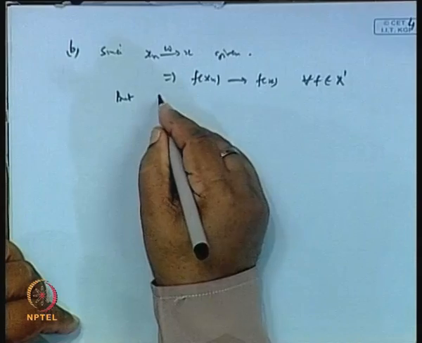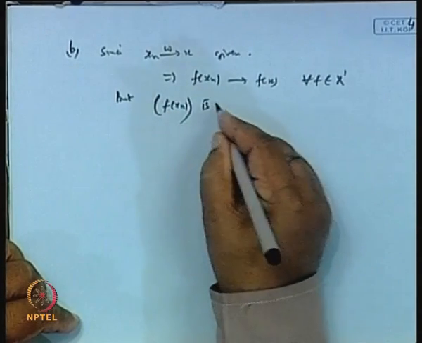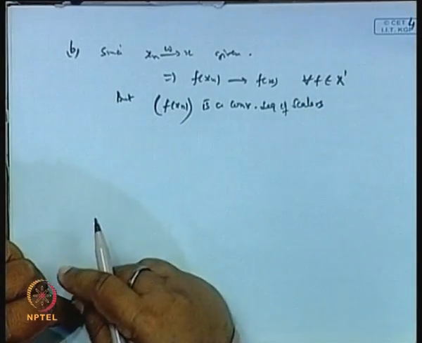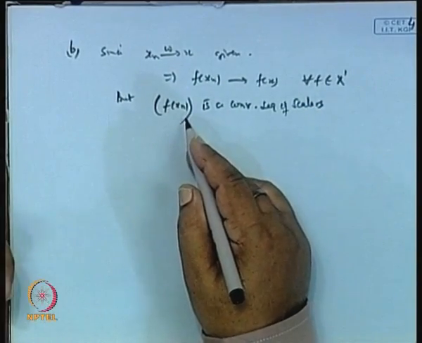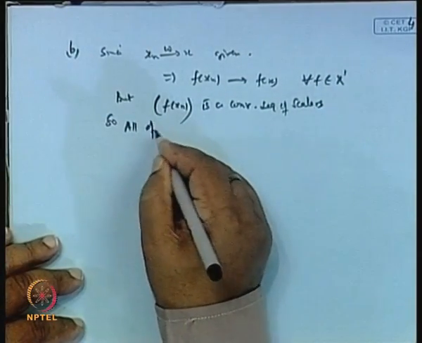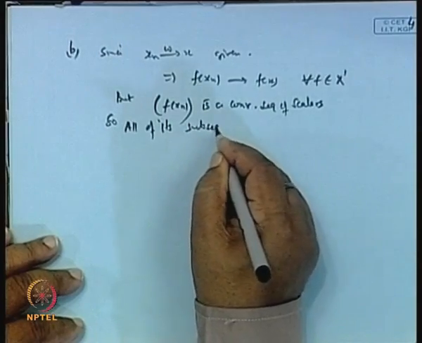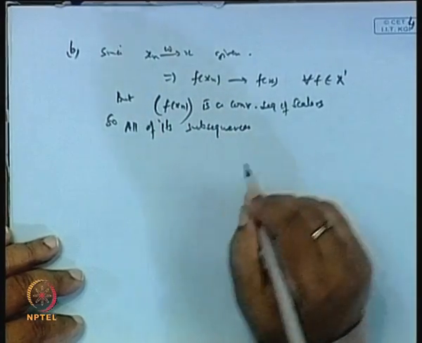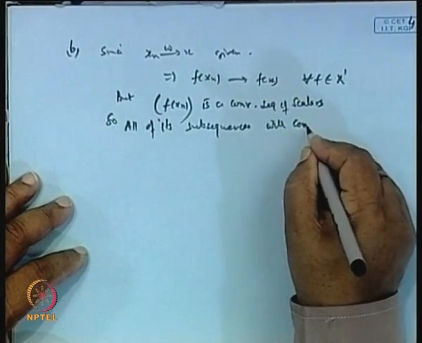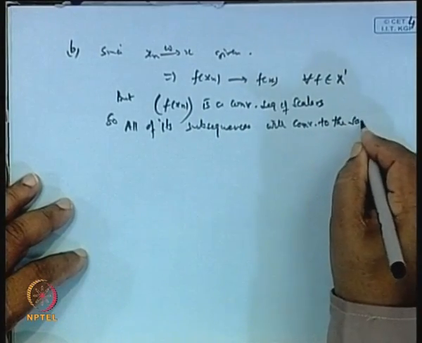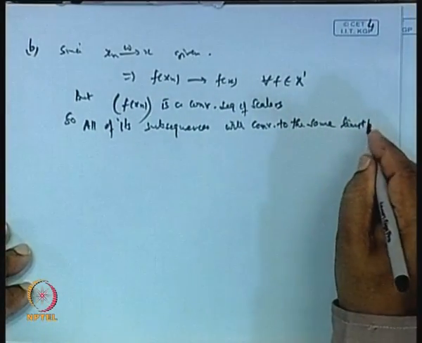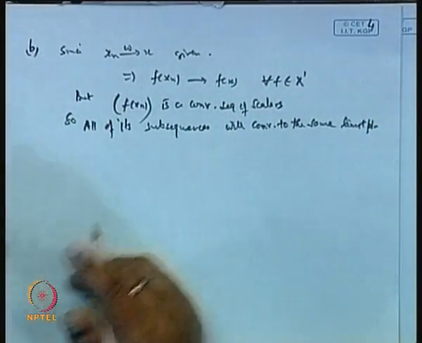But f of x_n is a convergent sequence of scalars, and every subsequence of a convergent sequence of scalars will converge to the same limit point. So, all of its subsequences will converge to the same limit point. Clear? Hence, this follows.